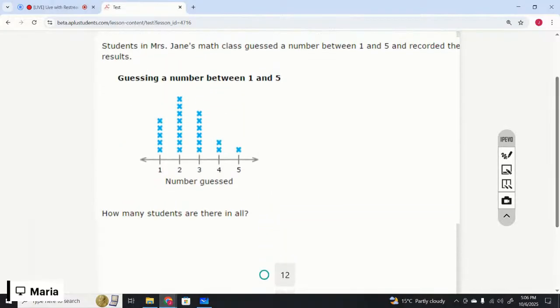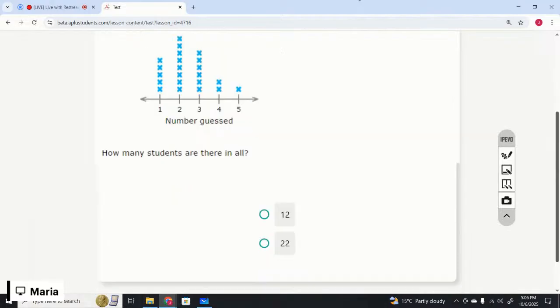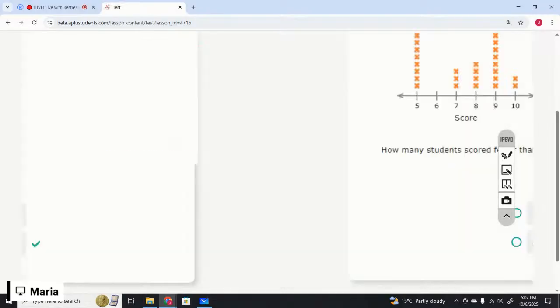Students in Mrs. Jane's class guessed a number between 1 and 5 and recorded the results. How many students are there in all? You need to calculate all the students. So just count all these crosses: 1, 2, 3, 4, 5, 6, 7, 8, 9, 10, 11, 12, 13, 14, 15, 16, 17, 18, 19, 20, 21, 22. The correct option is 22. Option number 2 is the correct option.